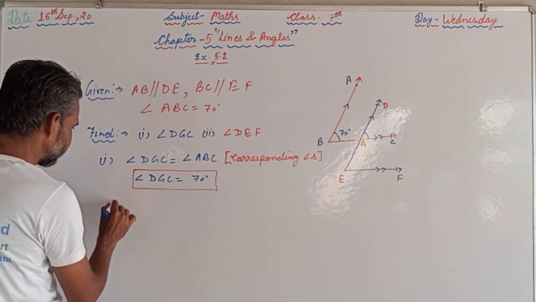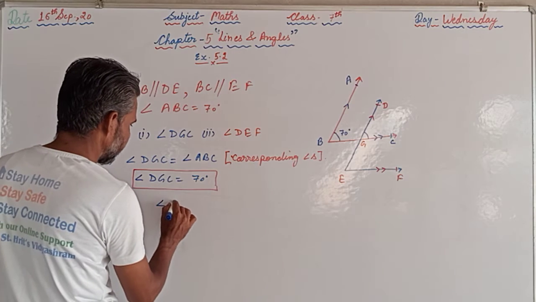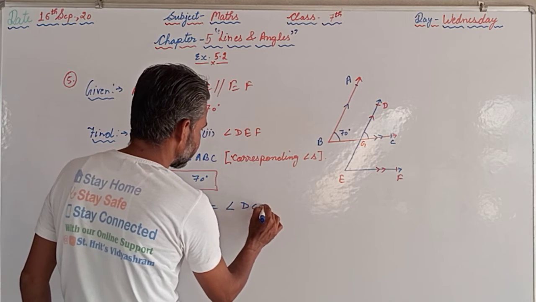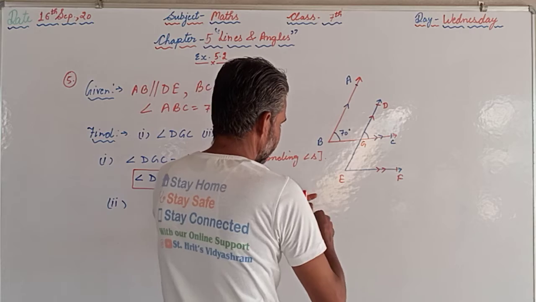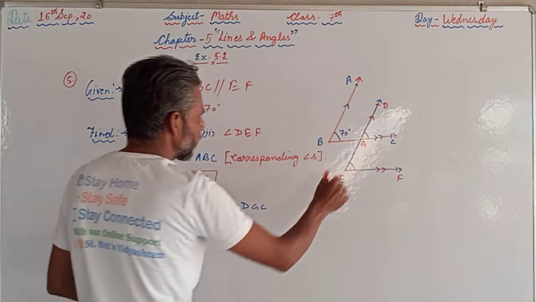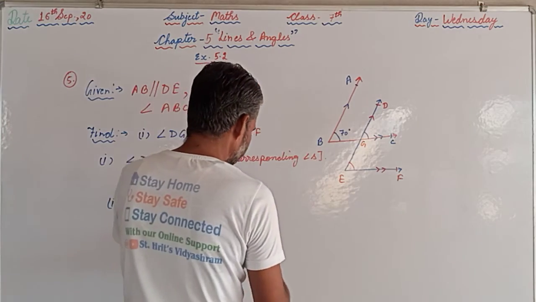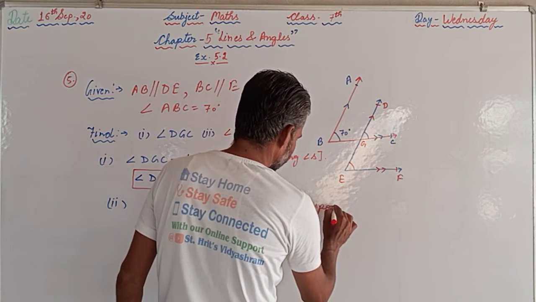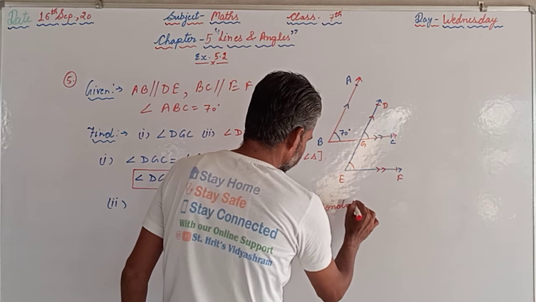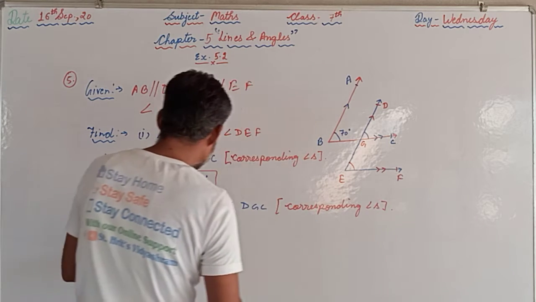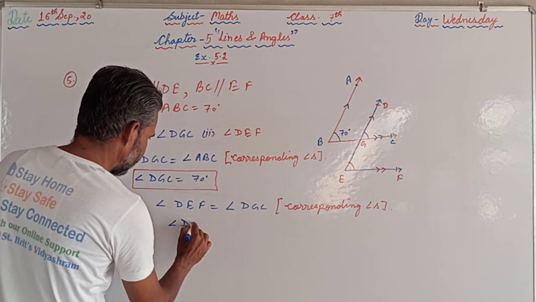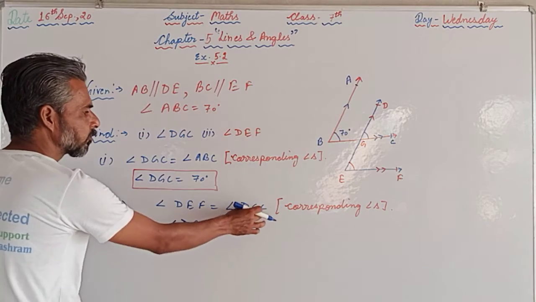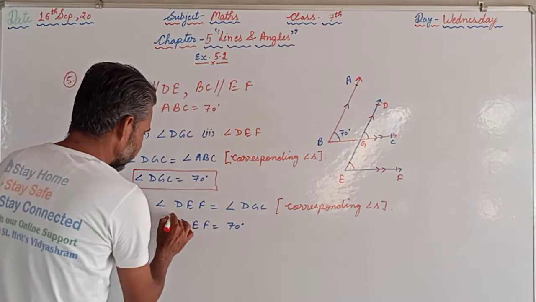Now for the second part, angle DEF will be equal to angle DGC. This angle will be equal to this angle. Why? Again these are corresponding angles. Hence angle DEF is equal to 70 degree, because already we have calculated angle DGC.